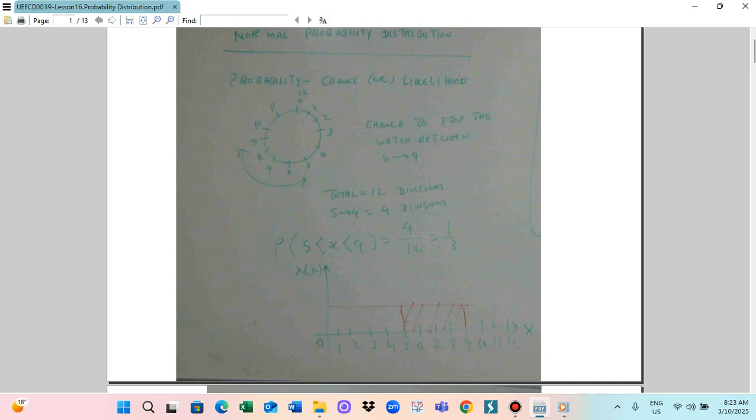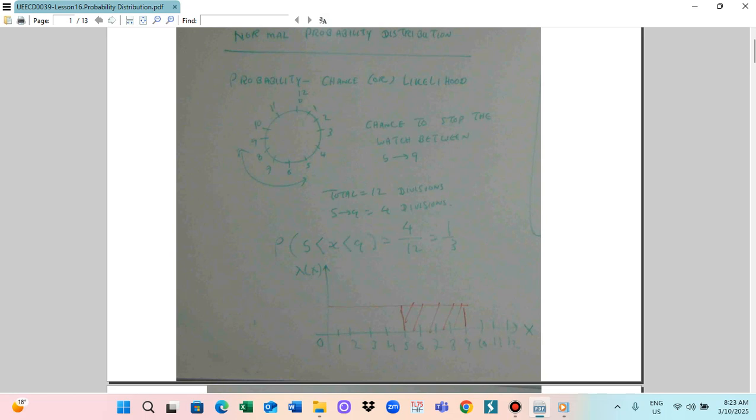This is the electric clock. This is a clock that starts from 0, 1, 2, 3, 4, 5, 6, 7, 8, 9, 10, 11, and 12 also. So this is the electric clock. The electric clock is moving, and at the time that you press the stopwatch, it stops the clock. Okay, there is a chance to stop between 5 to 9.